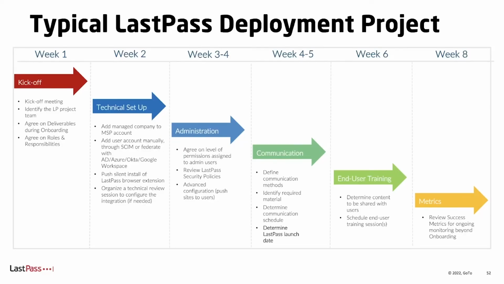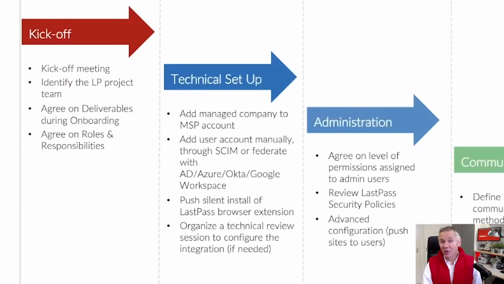This all starts with a game plan or a LastPass deployment project plan. We normally see this take place in 6 discrete steps, taking between 5 to 10 weeks. The first 3 steps are the meat of the technical implementation. This includes all the critical initial project kickoff steps, followed by the technical setup and the details of administration.